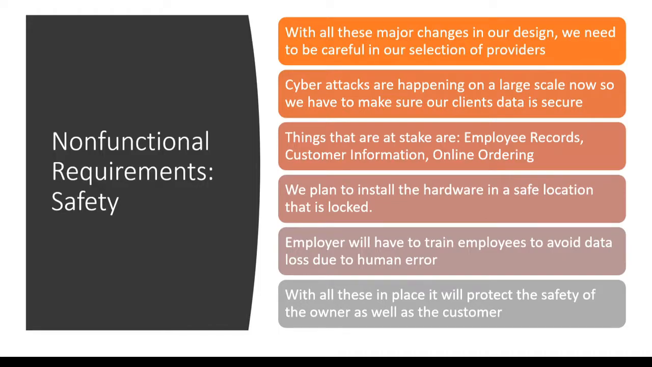All right, safety requirements. This is going to be a major challenge in our design, so we need to be careful of the selection of our providers. Cyber attacks in the United States are ever increasing. We've seen the most recent one with Amazon where emails got leaked, so we want to make sure our data is secure. So things are at stake here: employee records, customer information, online ordering, credit card information, addresses, social security numbers with employees. If they're doing direct deposit, it's going to be bank accounts. So there's a lot of things now that are online that we need to be careful with.